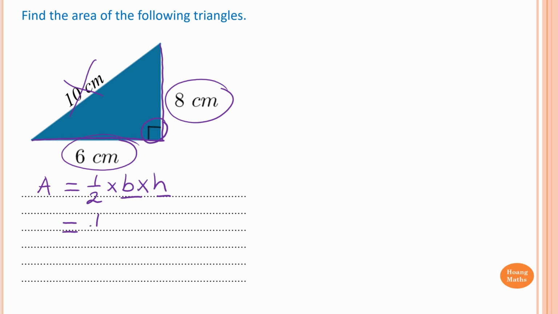So A is equal to a half times 8 times 6, or a half times 6 times 8. Doesn't really matter. So half of 8 is 4. 4 times 6 is 24, which is 24 square centimeters.